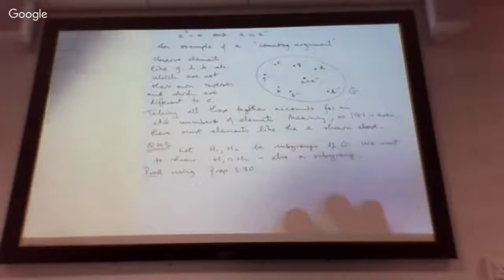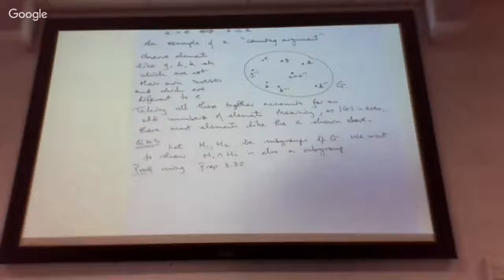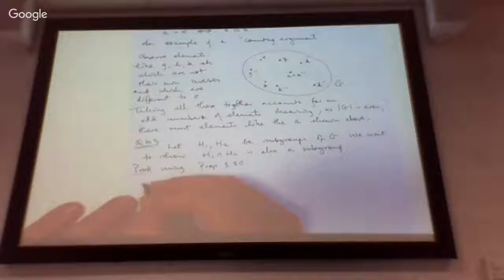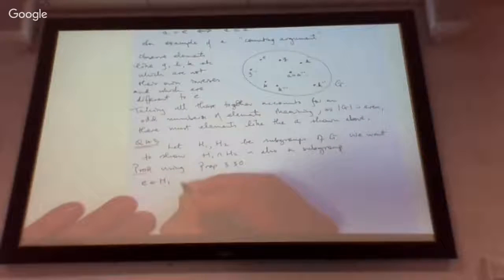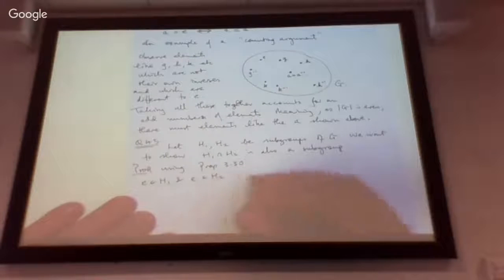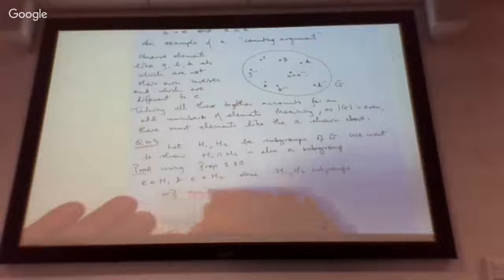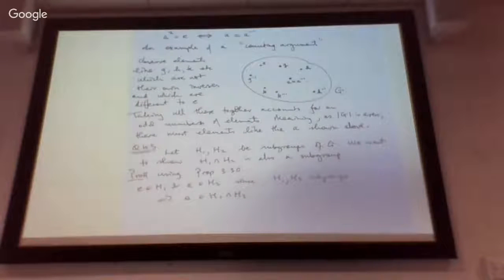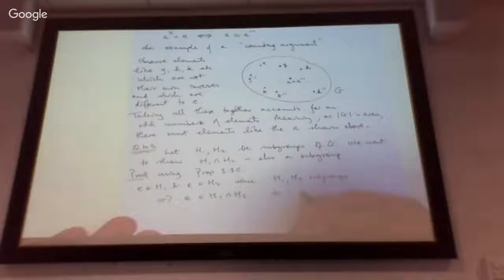So is the identity in the intersection? Yeah, because it's in both H1 and H2. So E is in H1 and E is in H2, since H1 and H2 are subgroups. But that, of course, implies that E is in the intersection. Okay? Because that's what the intersection is: the set of all elements that are in both. So certainly part 1 is true.